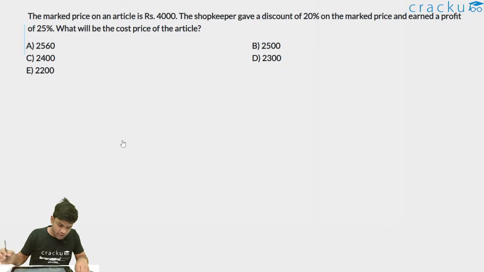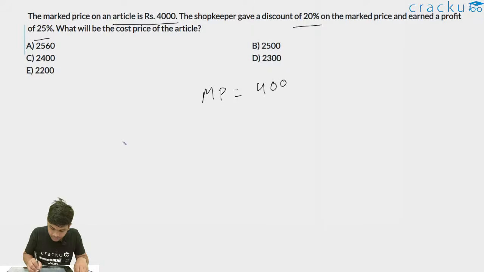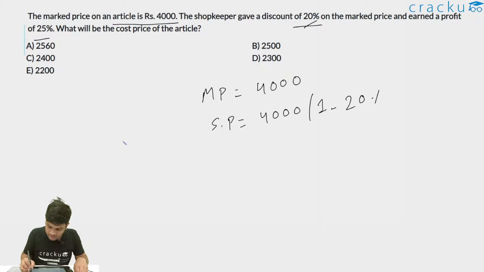Okay. So in this question it is said that the marked price on an article is rupees 4,000. The shopkeeper gave a discount of 20% on the marked price and earned a profit of 25%. So the marked price is 4,000. The shopkeeper gave a discount of 20%. So the selling price will be 4,000 into 1 minus 20%. Because the shopkeeper gave a discount, we will subtract it.